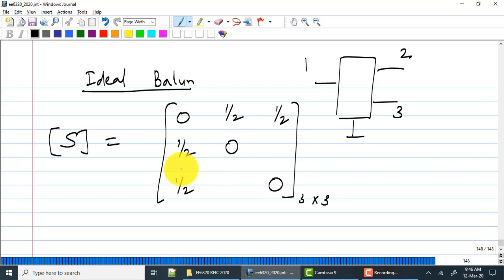Absolutely. You're given a power P. How much of the power is reflected back? Nothing. So 0. That is S11. If it's an ideal balun, how much of the power goes out here? P by 2, P by 2. So S21, S31 is half.